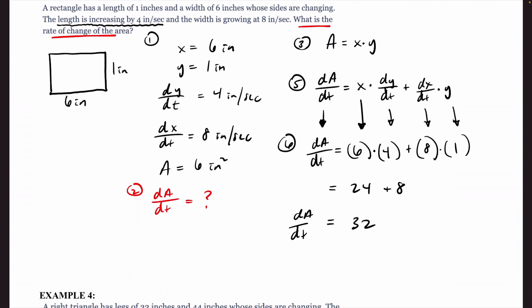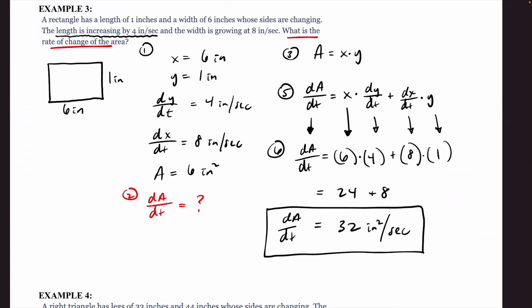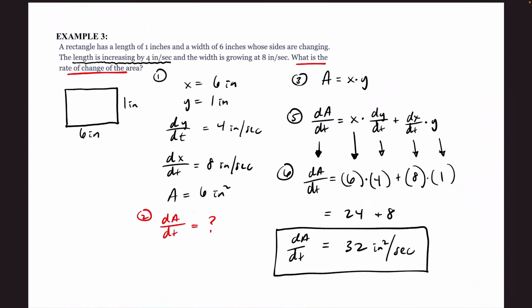dA over dt. They gave us units, so we have to give them back units in our answer. So 32 is going to go with what units? It's an area, so it's got to be squared. So it's going to be inches squared, and then this is every second. So if the length is increasing by 4 inches per second, and the width is increasing by 8 inches per second, how is that affecting the area? The area is getting bigger by 32 inches squared per second. Oh, no. That's such a big difference.